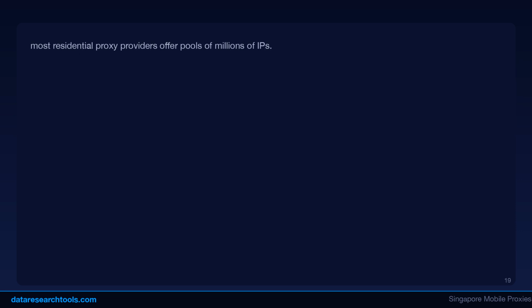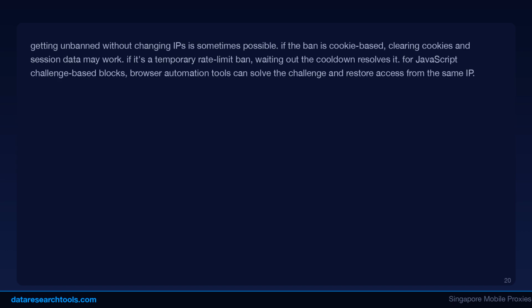The number of IPs you need depends on volume and target sensitivity. For a lightly protected site with 10,000 pages, 50 to 100 rotating residential IPs are sufficient. For heavily protected sites like Amazon, Google, or social media, you want a pool of 10,000 or more residential IPs with geographic diversity. Most residential proxy providers offer pools of millions of IPs.